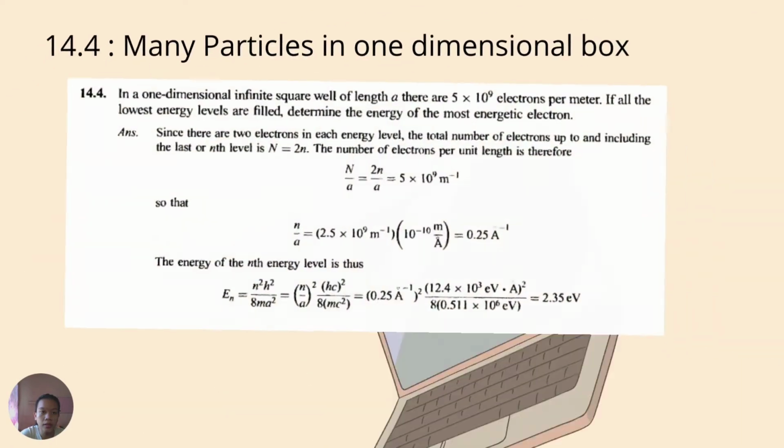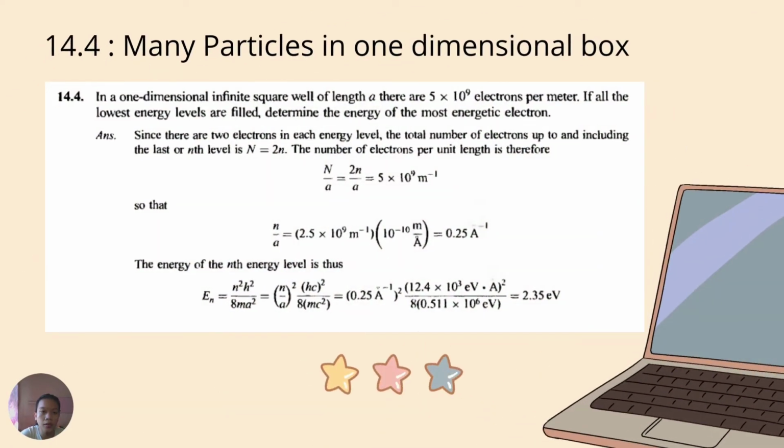Okay, so the next question is in one-dimensional infinite square, where length of A, there are 5 times exponent 9 electron per meter. If all the lowest energy level are filled, determine the energy of the most energetic electron. Maksudnya di sini kita kena cari di mana ada 2 elektron pada setiap energy level. Di sini kita akan gunakan yang formula N over A.